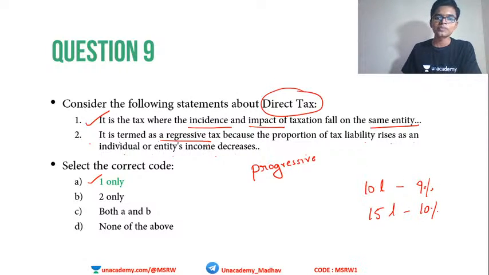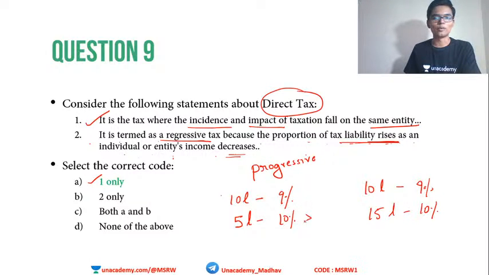Here it is saying that it is regressive because the proportion of tax liability rises as the individual's income decreases. So if the income is say 10 lakhs and the individual pays 9%, and if the income decreases to say 5 lakhs, then as per this statement, the tax liability rises. So it should be like 10% or even more. So this is wrong. Statement 2 is obviously wrong. Correct answer is option A, 1 only.